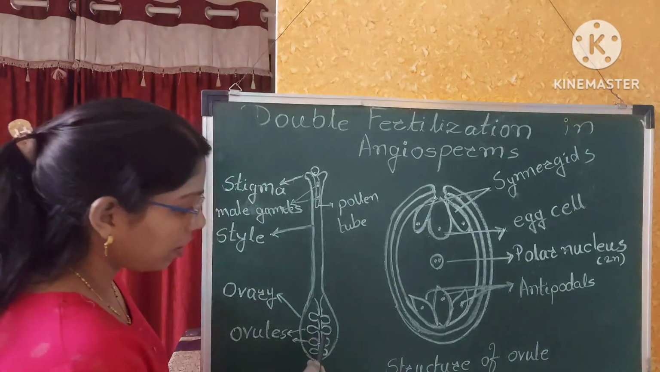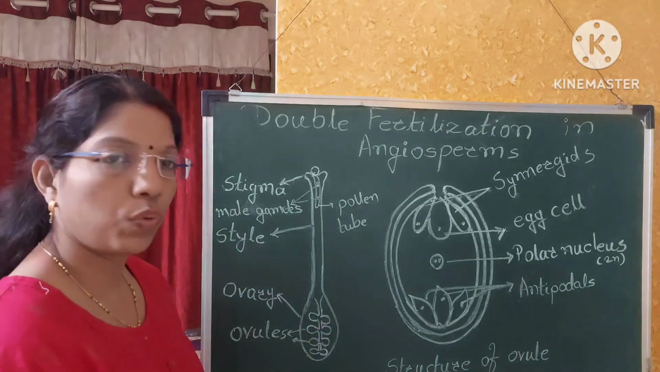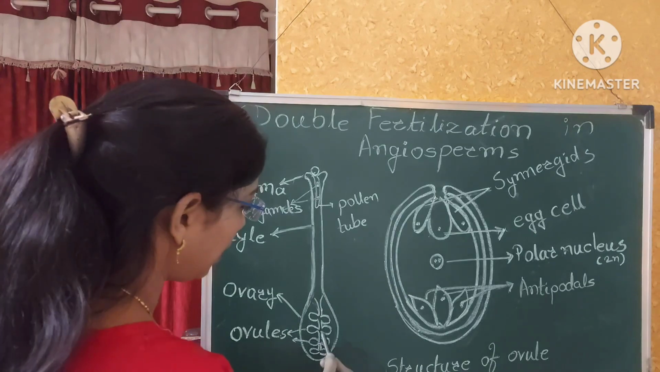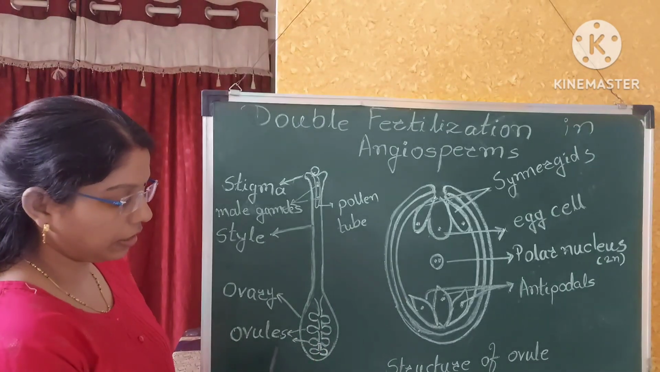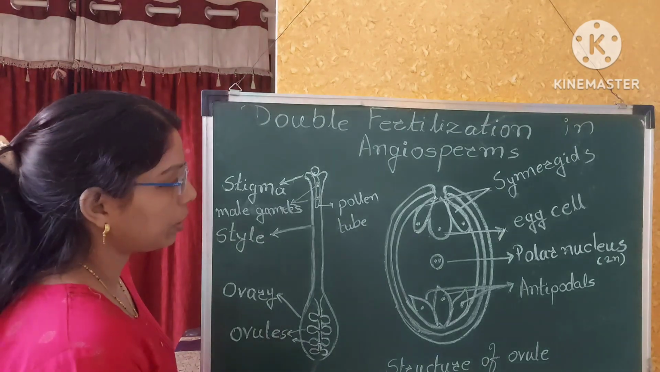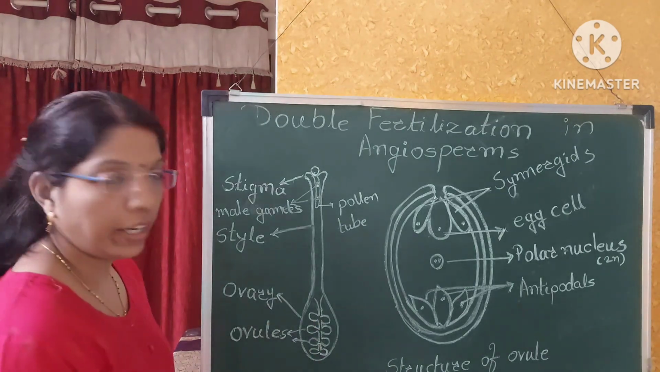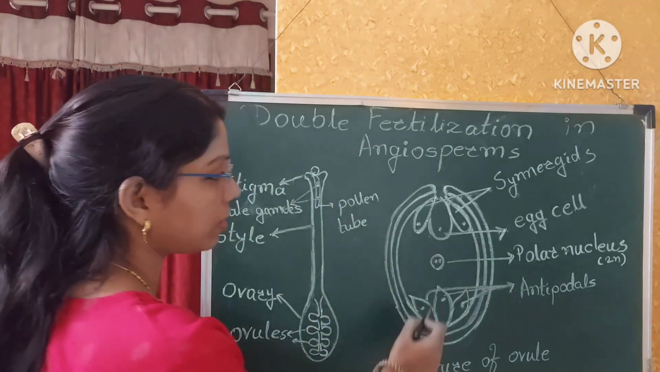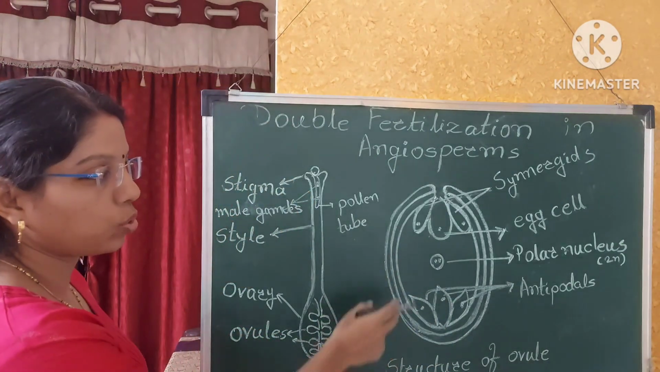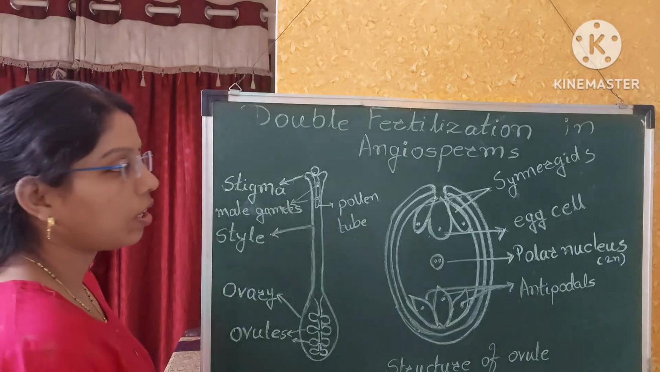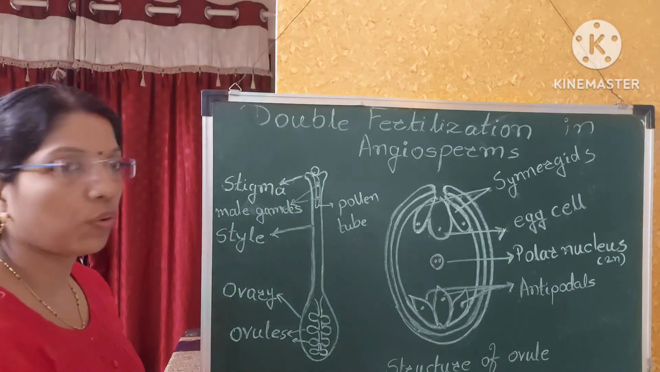The ovary contains one ovule or more than one ovule, and we can see the structure of the ovule here. Ovules are arranged in the ovary like this. So here we have seen the structure of a single ovule. This ovule we can see in a microscope, and it looks like this. So first understand the structure of the ovule.